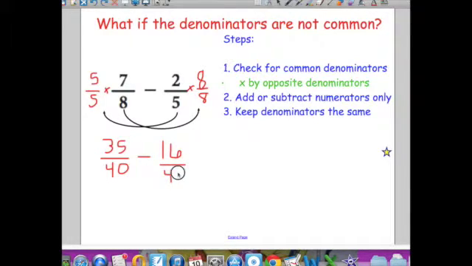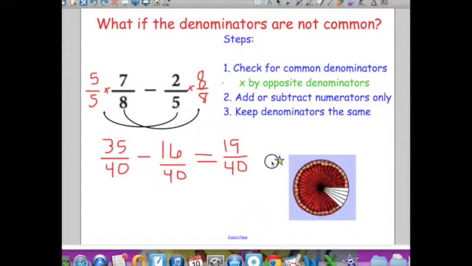Now we have those common denominators. Remember, like we said before, you can just add or subtract the numerators. 35 minus 16. Well, I know 35 minus 10 will be 25. And I know that 6 is 5 and 1, so 25 minus 5 would be 20. Minus 1 more would be 19. And like step number 3 says, we keep our denominators the same, 40. 19 fortieths. Oh, that's almost half, I think, if I think about 20 fortieths.